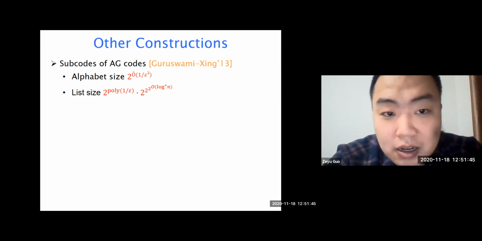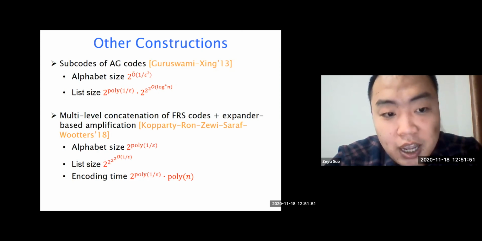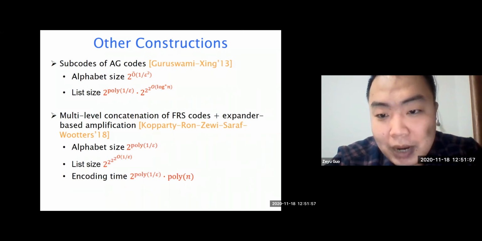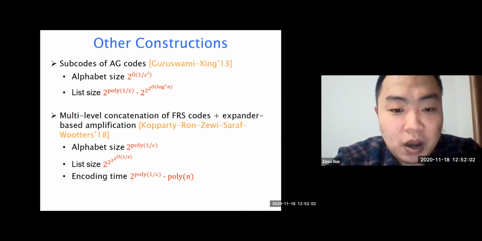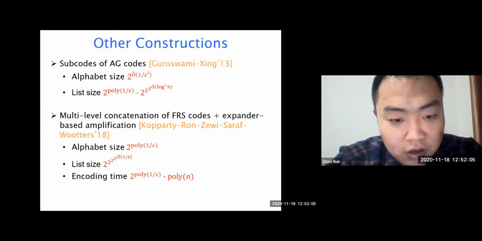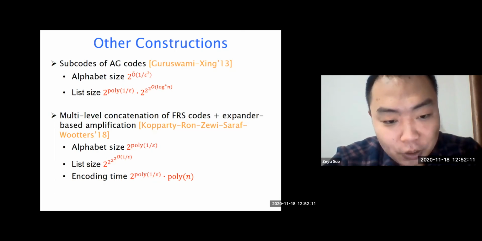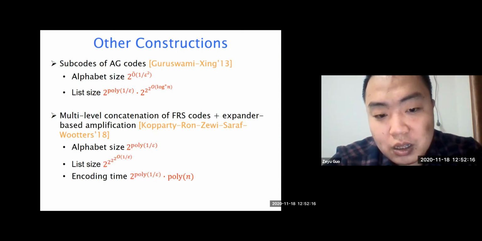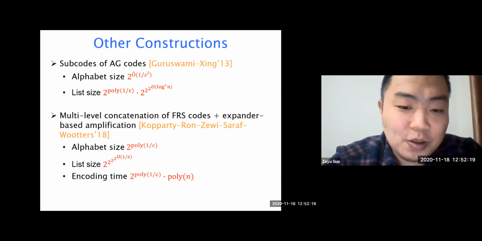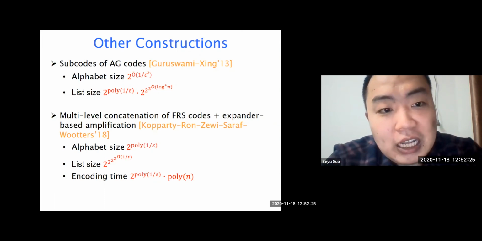Another construction is given by Kopparty, Saraf, and Wootters. They use the idea of multi-level concatenation for the Reed-Solomon codes, plus expander-based amplification. So the alphabet size is 2 to the poly 1 over epsilon, and the list size is a tower in 1 over epsilon. Maybe it's possible to improve it to double exponential, I don't know, but the encoding time is poly n times 2 to the poly 1 over epsilon. So when epsilon is small, you can argue that this is still not polynomial time.